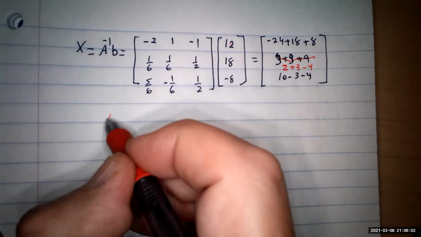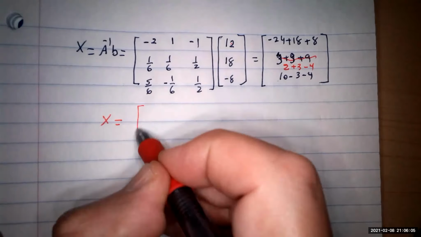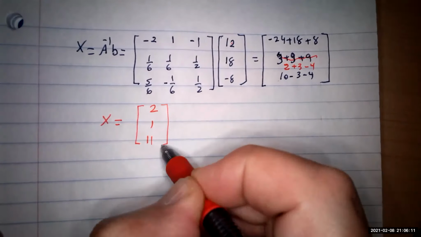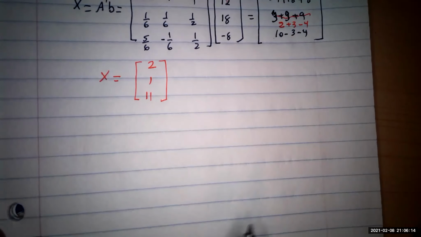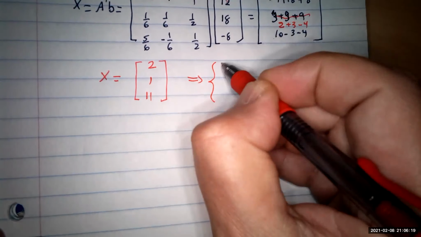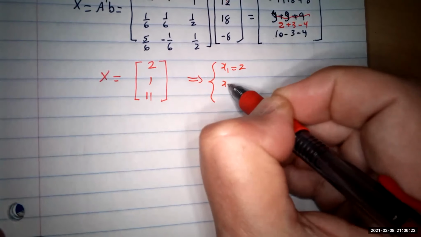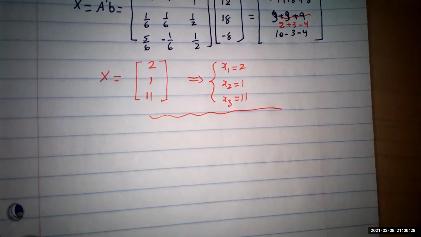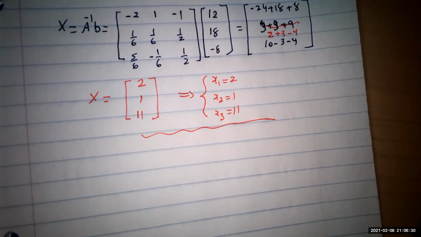And eventually x must be 2, 1, 11. That's your x. So the conclusion is that the result is x1 equal to 2, x2 equal to 1, and x3 equal to 11, which is the solution to your system. It's not difficult. It takes a little bit of time to be able to find it. These are mostly the terms that you're going to have.